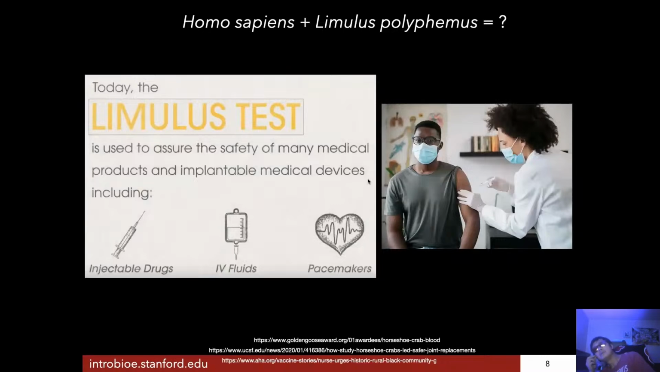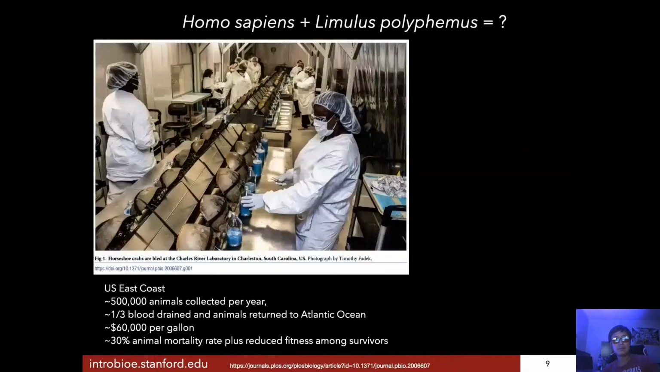Limulus for the horseshoe crab, and a test, a way of determining whether or not IV fluids or pacemakers or injectable drugs have endotoxins in them. All right, so anything going into a human patient needs to be tested to make sure it doesn't have endotoxins, and we're going to use horseshoe crab blood to do this test, the limulus test. Well, where's the horseshoe crab blood come from? Remember that photograph of fertilizers? It's coming from the horseshoe crabs.